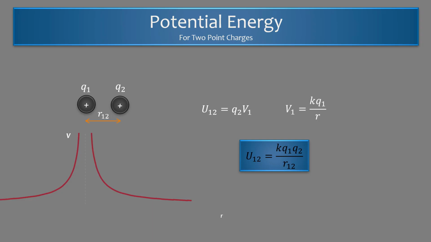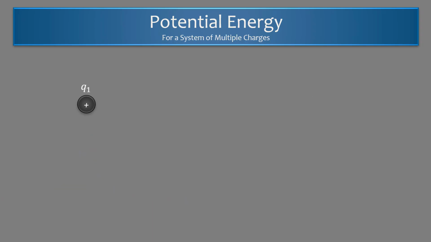But what about when things get more crowded? What if we have a system with 3, 4, or 100 charges? You might think it's going to get really complicated, but the principle is actually surprisingly simple. To find the total energy of the whole system, you just have to be methodical and add up the energy for every single possible pair. The key is to count every unique interaction, but not to double count anything.